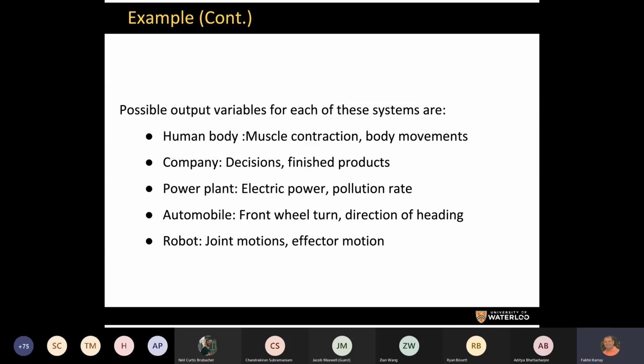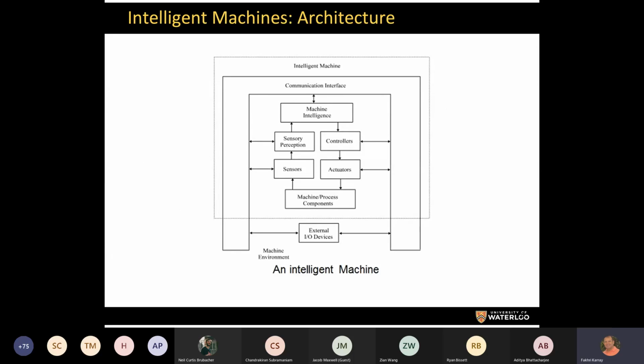The robot system, the joint motion, how to be less chattery, how they can access a particular type of objects without damaging that particular object. So all of these types of systems are possible outputs for a quote-unquote intelligent system. And in between the input and the outputs, there is the brain of that particular system, what we call the machine intelligence for a particular system.